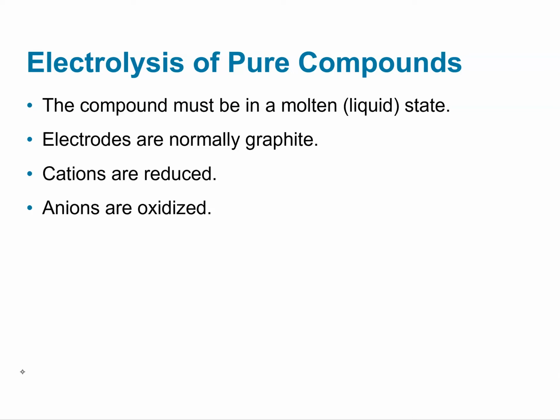Typically, electrodes are going to be graphite. And in this particular scenario, cations are going to be reduced, and the anions are going to be oxidized. So does that make sense? Let's think through it real fast.